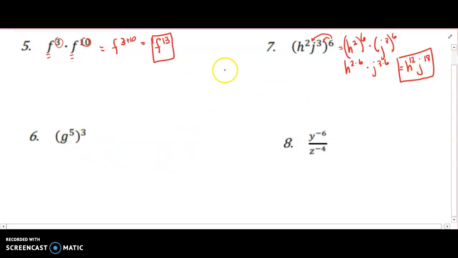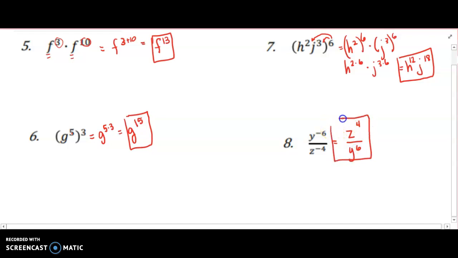Back down here, the same thing as what we just did. So 5g to the 5th, to the 3rd power, we would multiply those, so it would be g to the 5 times 3, which would be g to the 15th. And right here, notice both of these are negative, so we're going to flip them and make them positive. So this would just be z to the positive 4 on top and y to the positive 6 on bottom, and that is all we can simplify.